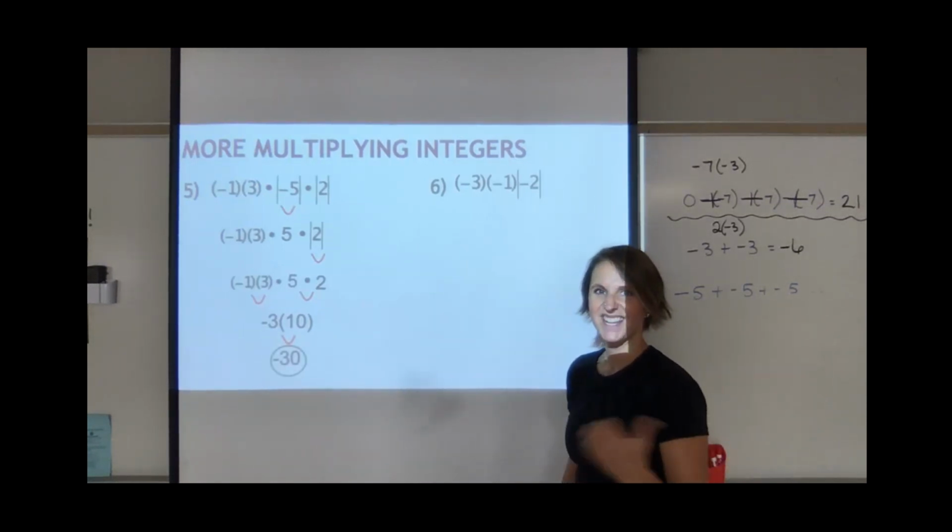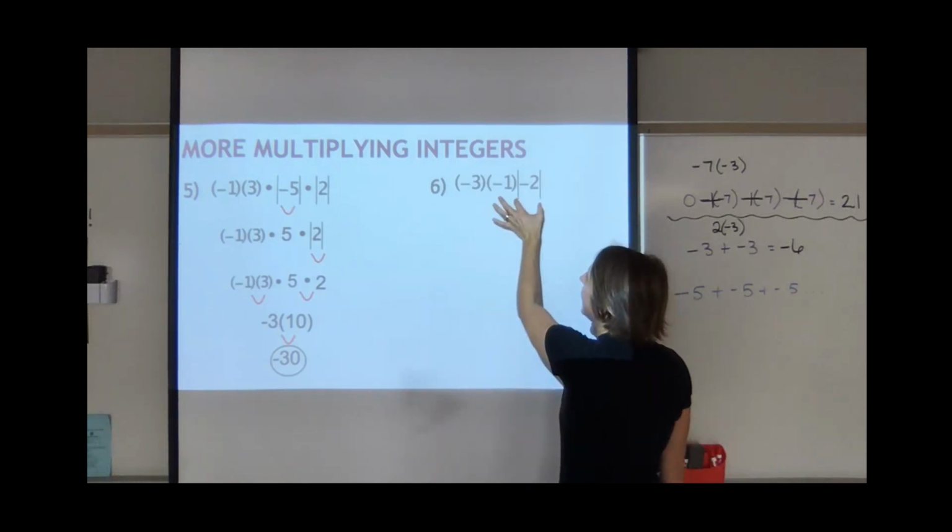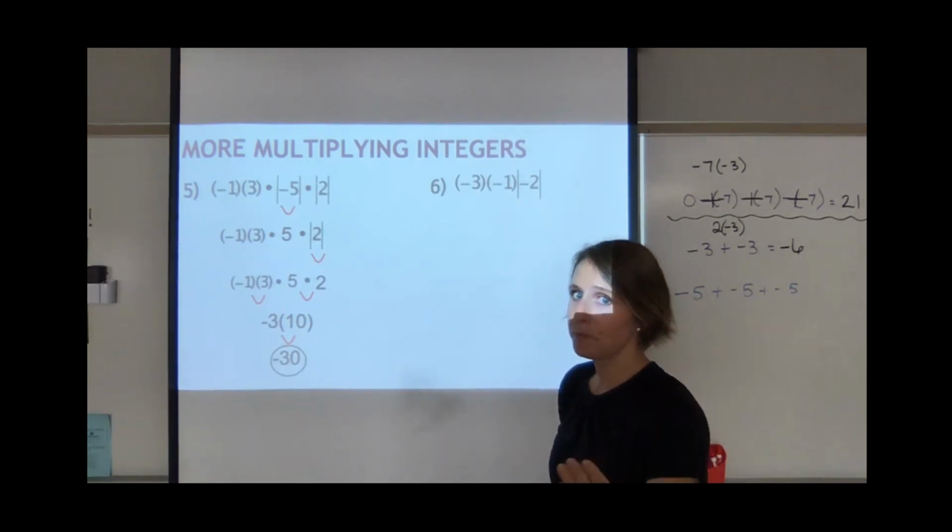Negative 30. Nice work with that. Recognizing that absolute value is a grouping symbol.